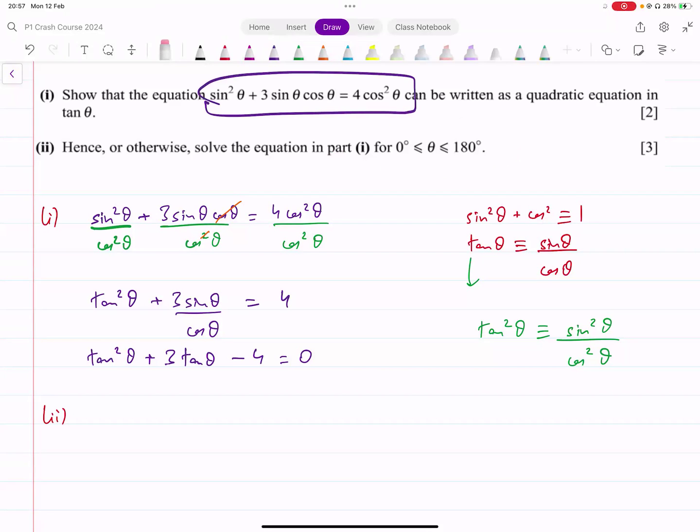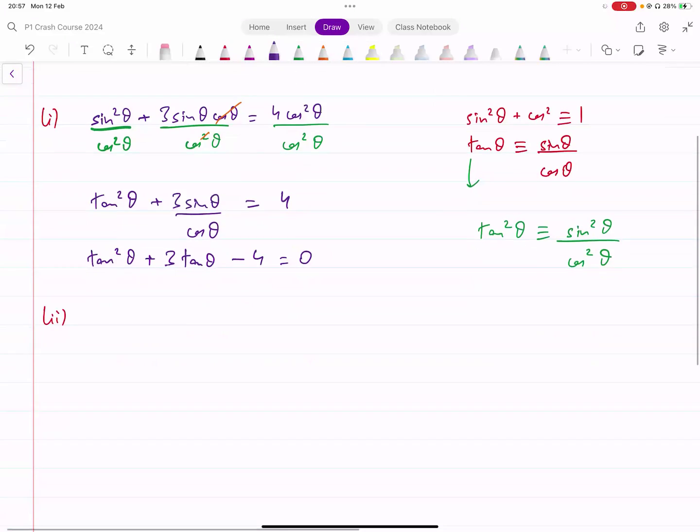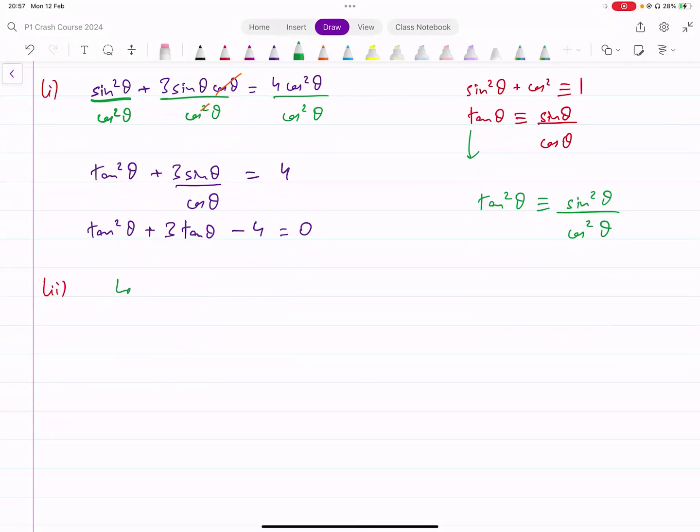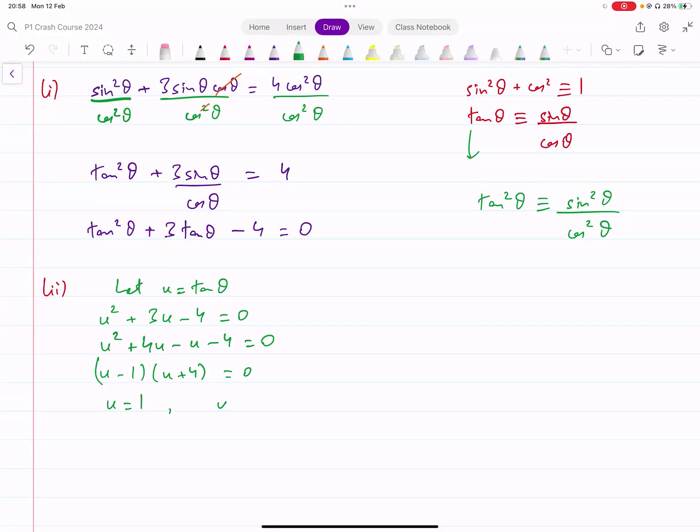Now you've already converted that equation to a form that only has tan. So what you can do is you can solve this equation now. You can use substitution. You can say let u equals tan theta, or any other letter for that matter. It doesn't matter. u squared plus 3u minus 4 equals 0. You can factorize this. It becomes u squared plus 4u minus u minus 4 equals 0. You get two factors from that, u minus 1 into u plus 4. That means either u equals 1 or u equals minus 4.